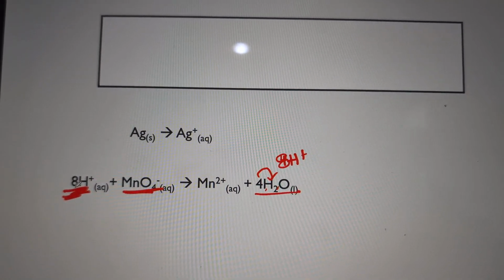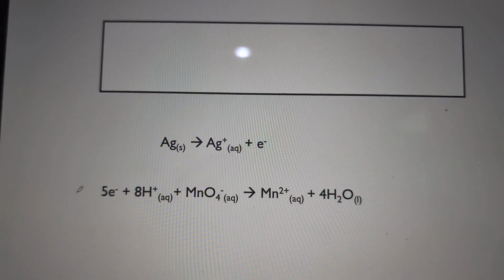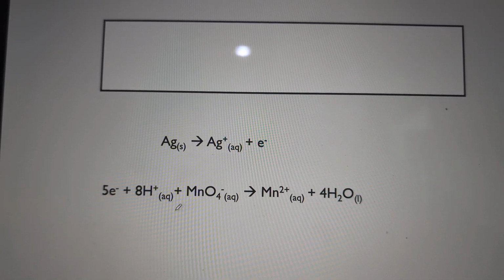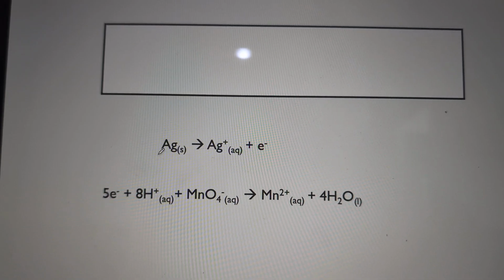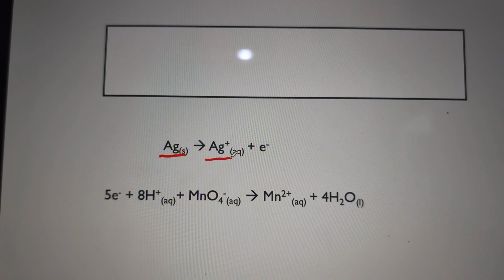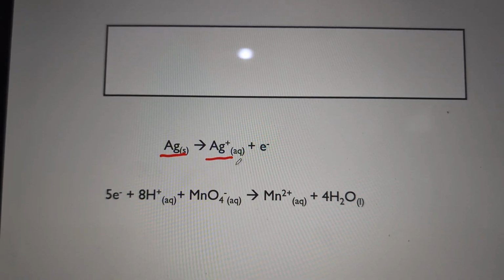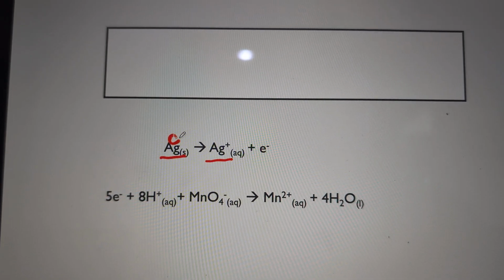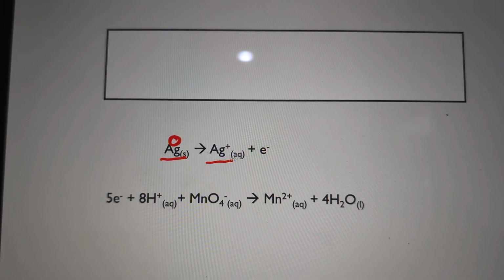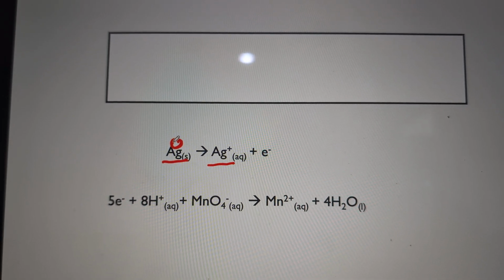So now oxygen's balanced, hydrogen's balanced, and we move to balance charges. Now both of the reactions we can balance out charges. So for silver, having no charge, and then on the right-hand side having a positive charge. Now we don't need the charge to be 0, we just need it to be the same. So in this first reaction, it happens to be 0. In this first reaction, your left-hand side is 0.